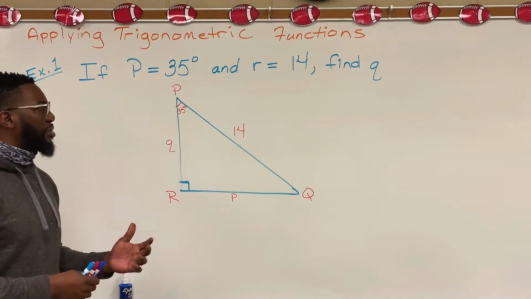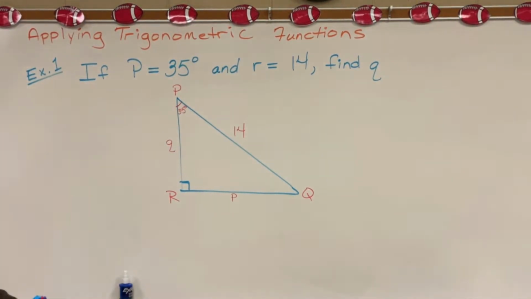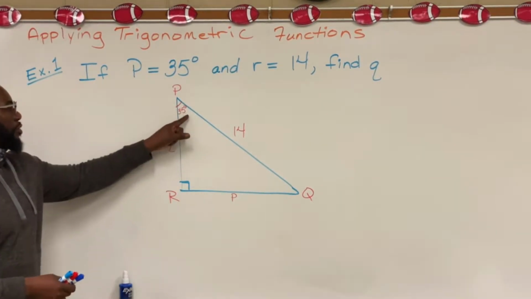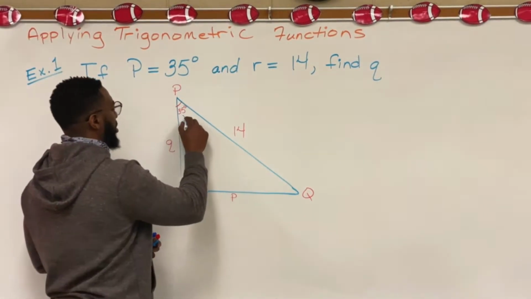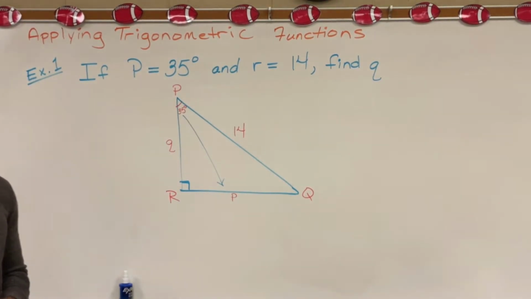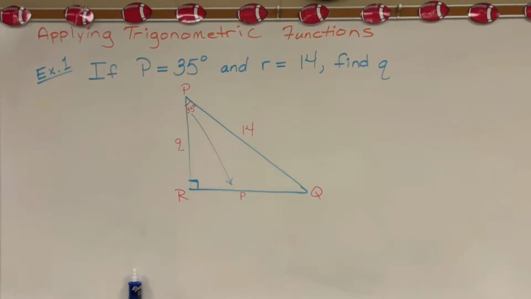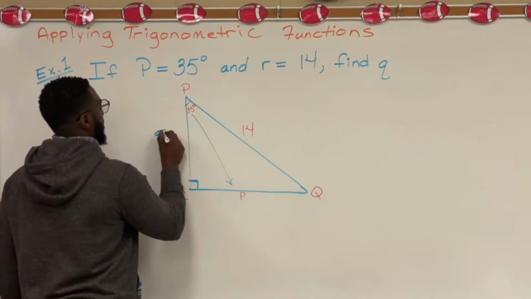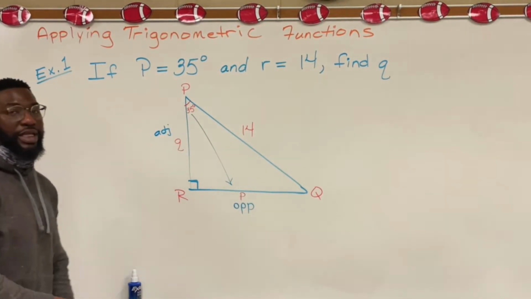So what we need to determine is which trig ratio we're going to use: sine, cosine, or tan. And the way that we determine that depends on what they give us. So if we're dealing with angle 35, then P has to be in the equation. So that gives us the opposite. That leaves Q as being the adjacent. And of course we know that 14 is the hypotenuse.